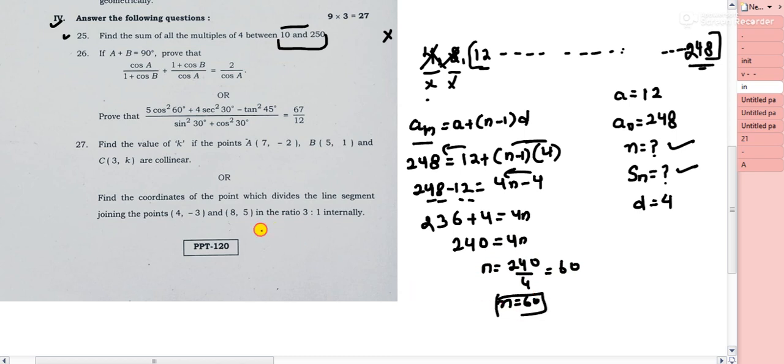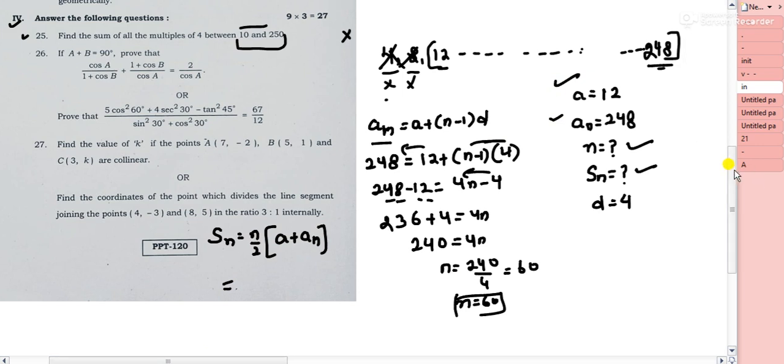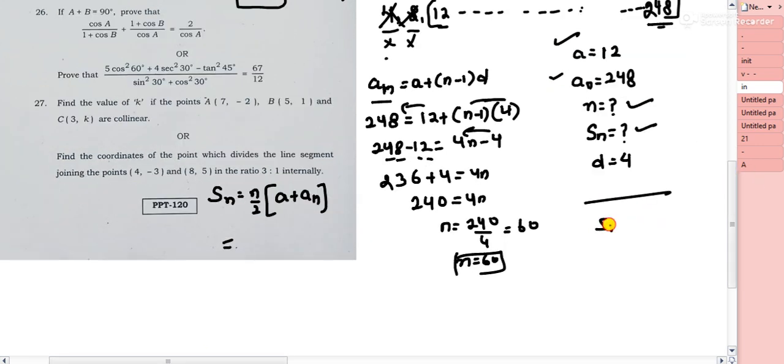Now you have to find Sn. S60, that means what? There are totally 60 terms. So for Sn, you have both the first and last term. So use this formula, n by 2 into a plus an. Or the other one, let me write it here, Sn is equal to n by 2 into 2a plus n minus 1 into d.